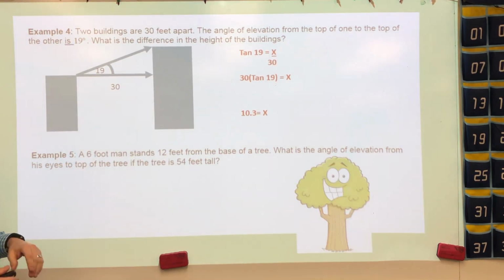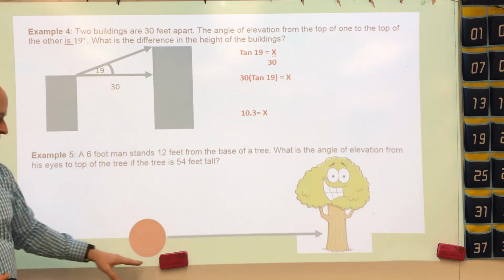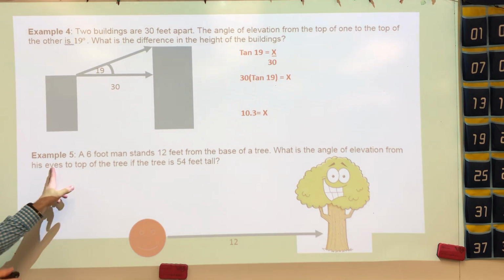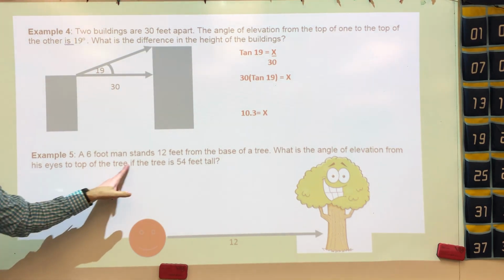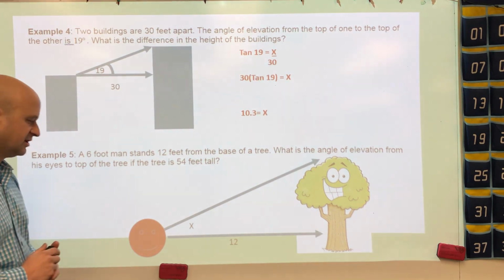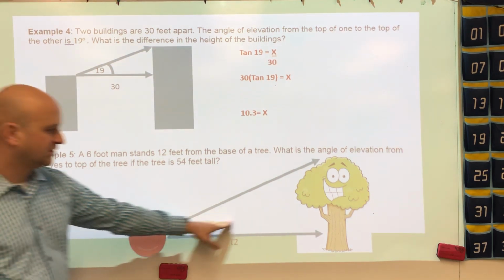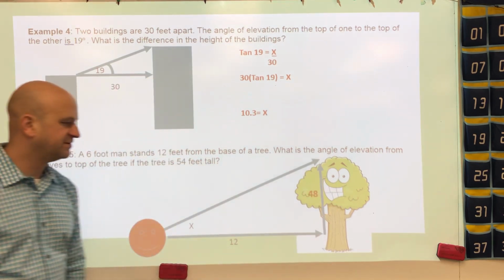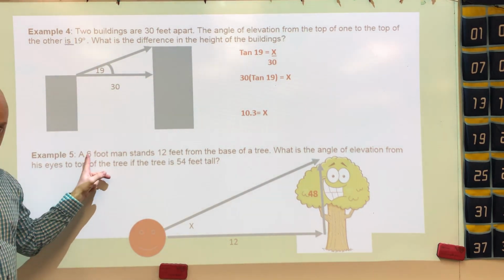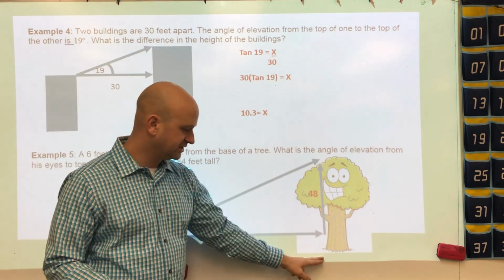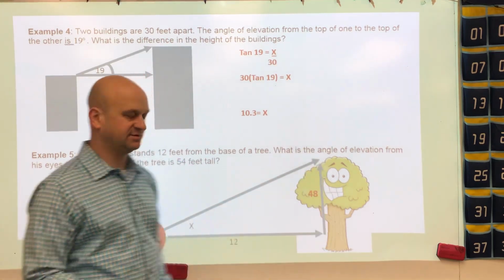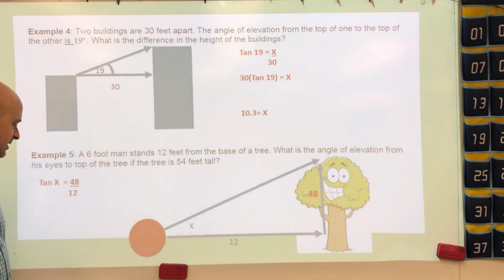All right, down here we have a 6-foot man, and he's 12 feet from the base of a tree, and he wants to know the angle of elevation from his eyes, right? What is the angle of elevation if the tree is 54 feet? So this one's a little bit tricky, so we have to be careful of that. So here's our angle, right? Here's the tree we know is 54 feet, but we have to subtract off the 6-foot distance. So the whole thing is 54, but 6 plus 48 gives us the 54. So this is the triangle we're going to end up using.